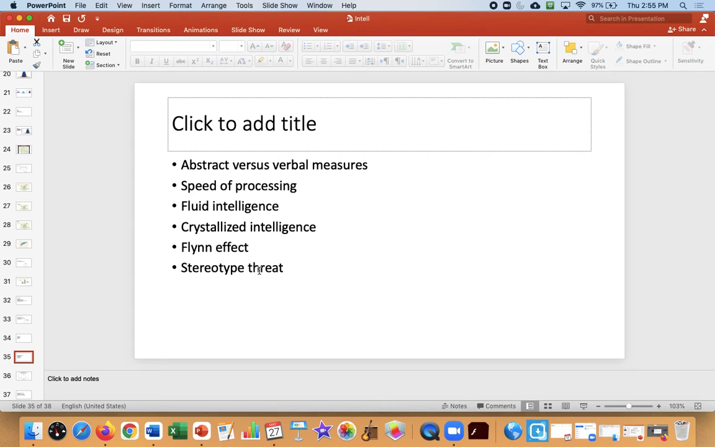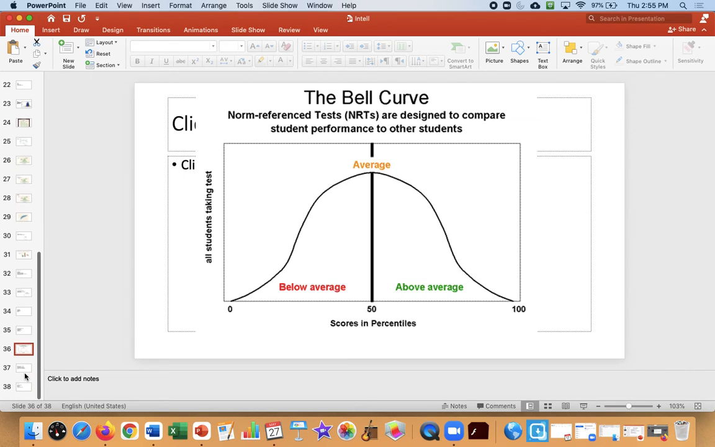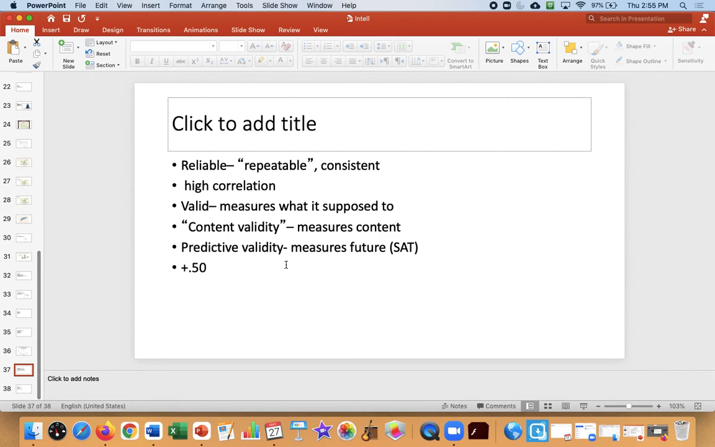Stereotype threat, there's been a lot of research that when people feel that some minority groups have done better when the stereotype threat has been explained. Bell curve. Okay, one final thing.